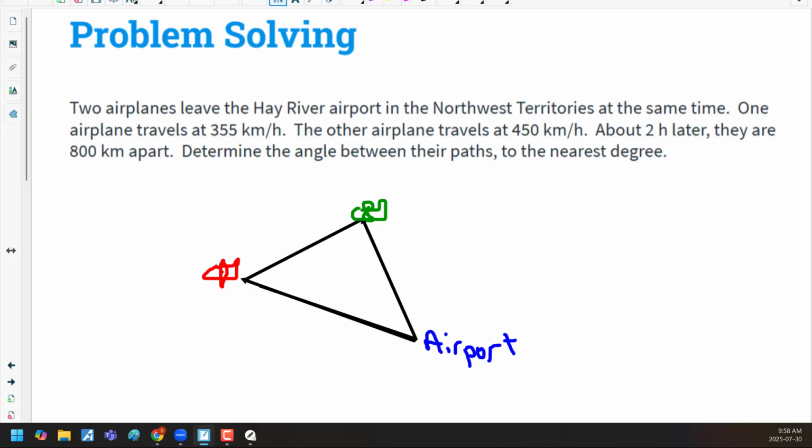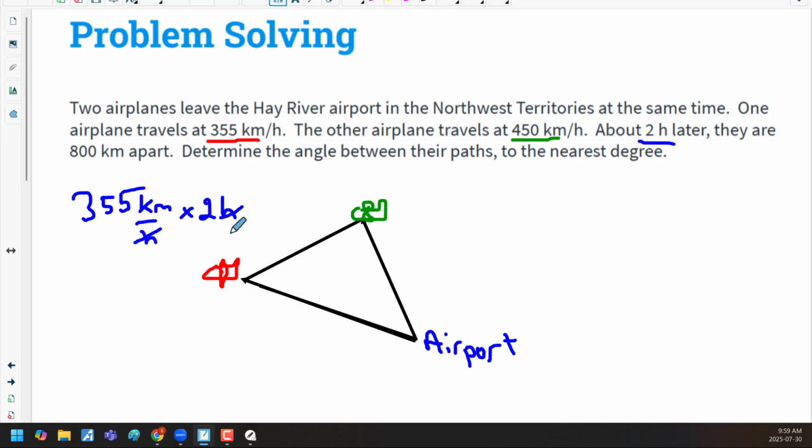The red one is 355, the green one is 450. So we know that they traveled for 2 hours. That's a hint right there, because this is 355 kilometers per hour. It doesn't tell you how many kilometers the plane has traveled, it's told you the speed. But we know how long it's been traveling for, 2 hours. So guess what? What's 355 kilometers per hour times 2 hours?